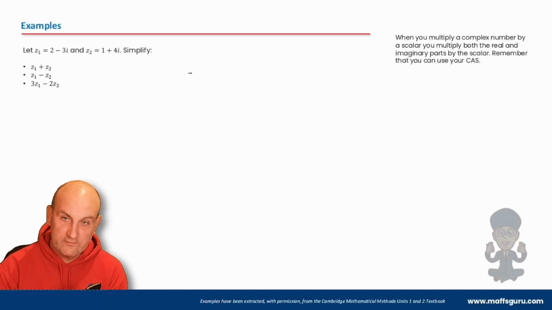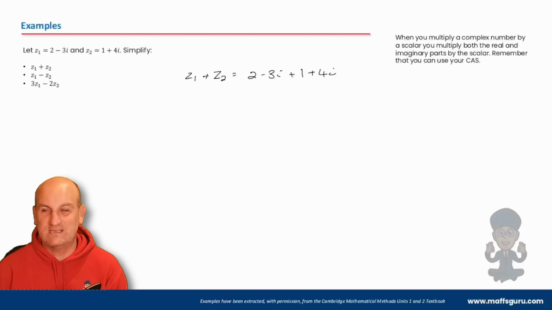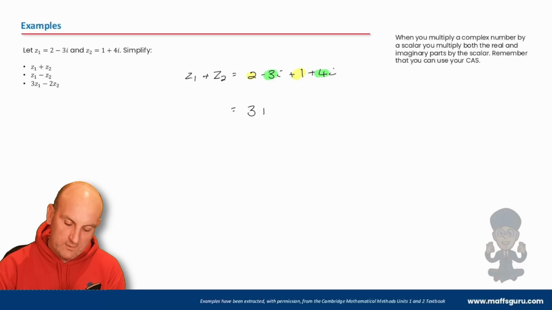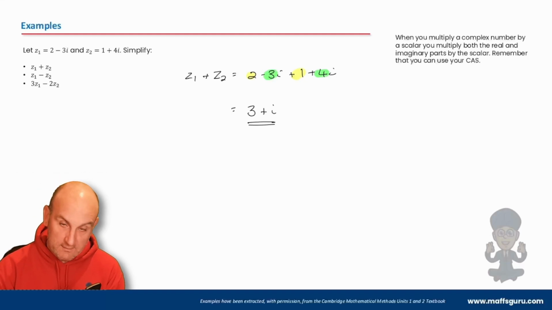So adding them, subtracting them is fairly simple. If you've got, what is this one here? So z1 plus z2 is going to be equal to 2 minus 3i plus 1 plus 4i. Now, obviously, in the same way as x's and y's, you've got to add like terms together. So you would have to add together your real sections, and you'd have to add together your imaginary sections. So that would be equal to 2 plus 1 would be 3, minus 3 plus 4 gives me 1. So there we go. z1 plus z2 would simply give me 3 plus i. Easy.